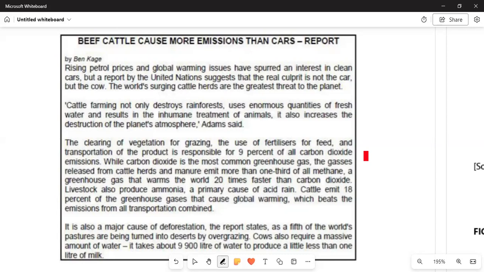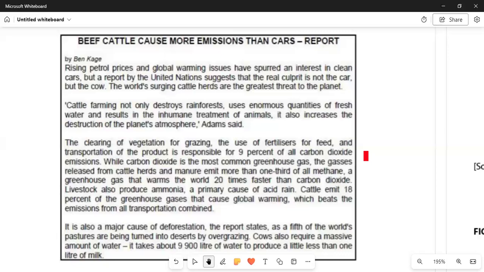Rising petrol prices and global warming issues have sparked an interest in clean cars, but a report by the United Nations suggests that the real culprit is not the car, but the cow. The world's surging cattle herds are the greatest threat on the planet. Cattle farming not only destroys rainforest, uses enormous quantities of fresh water, and results in inhumane treatment of animals, it also increases the destruction of the planet's atmosphere, Adams said.